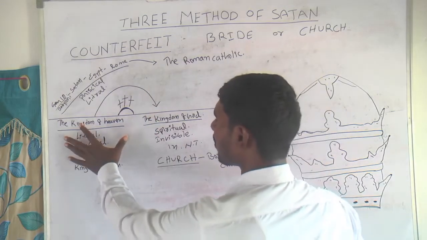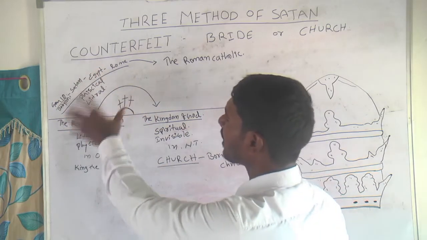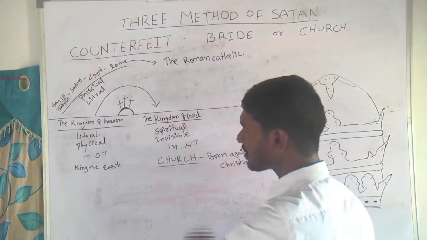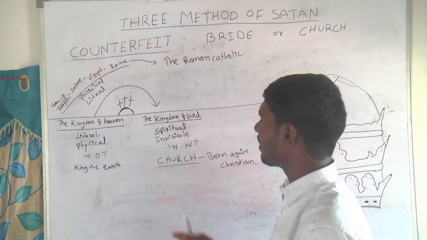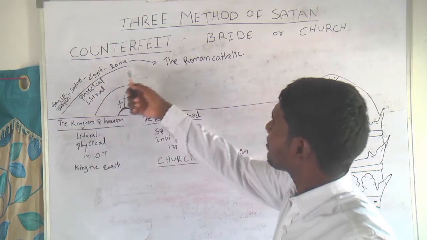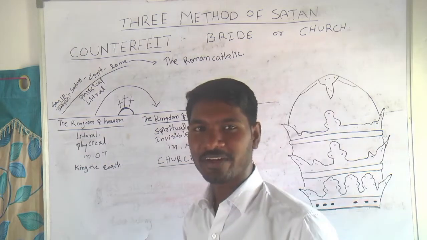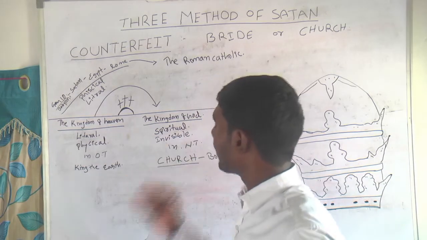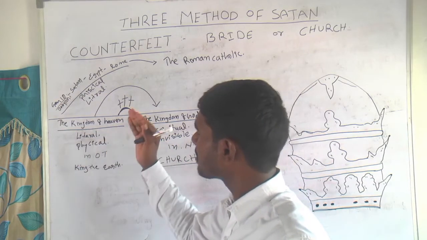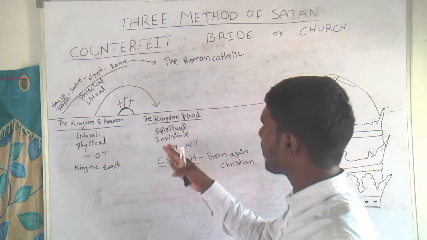So when the kingdom of heaven is literal, physical in the Old Testament, at the same time the kingdom of Satan is also physical, literal in the Old Testament. When it comes to the New Testament, in churches, the kingdom of God is spiritual, invisible in churches. At the same time, Satan changed his kingdom to be like the Roman Catholic. Did you understand what I'm saying? So the devil uses the same pattern of God. The kingdom of heaven is literal, physical in the Old Testament. When it comes to the kingdom of God, it's spiritual, invisible in churches.